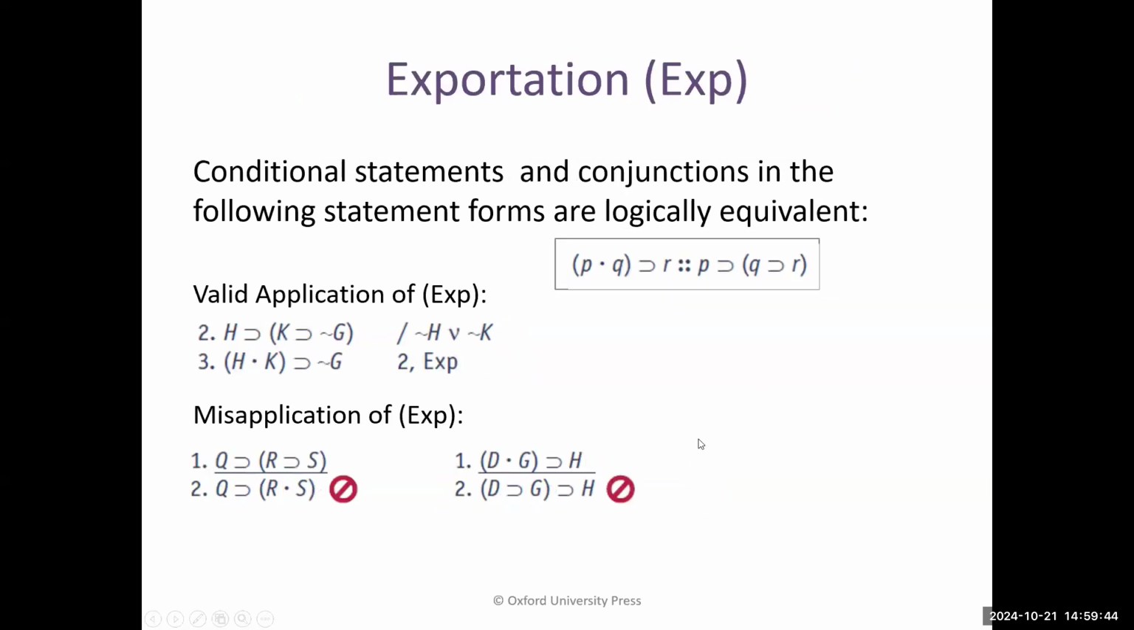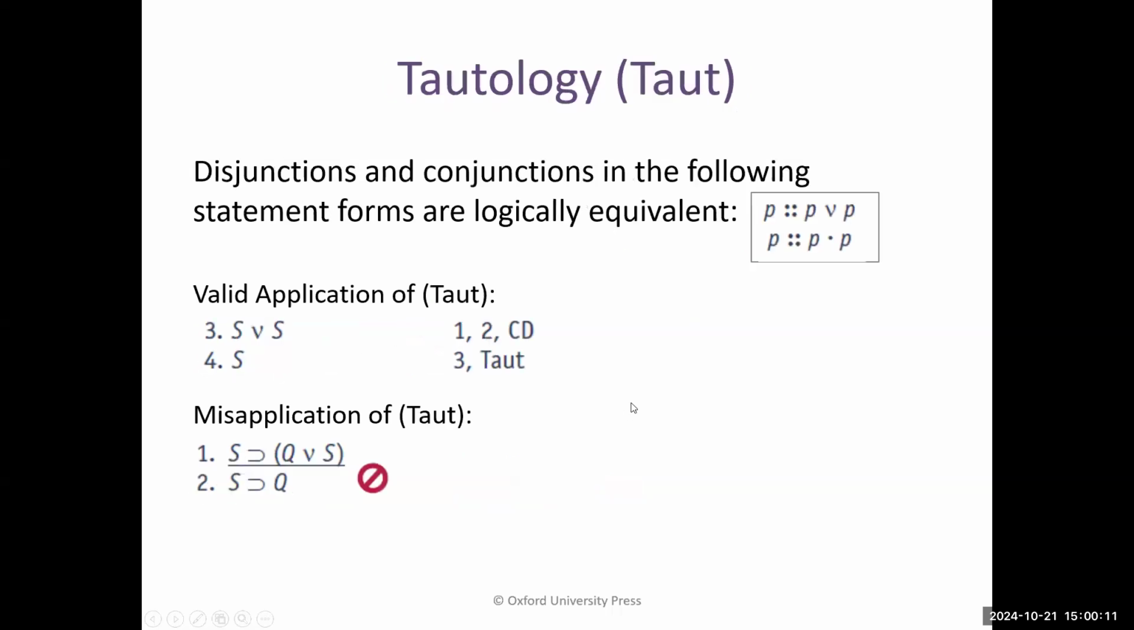Exportation. I don't have a clever mnemonic, but you're clearly exporting something outside parentheses, sort of, maybe. Anyways, you've got if P and Q, then R. That's logically equivalent to, well, if P, then if Q, then R. So memorize that. And finally, tautology.